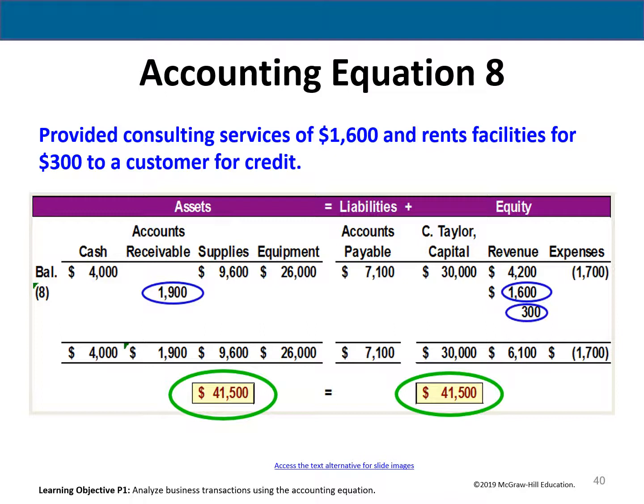We still owe the $7,100 on accounts payable. Capital is still at $30,000. We added an additional $1,900 to our revenues. So now we're up to $6,100 of revenue for this time period, and we still have our expenses of $1,700.